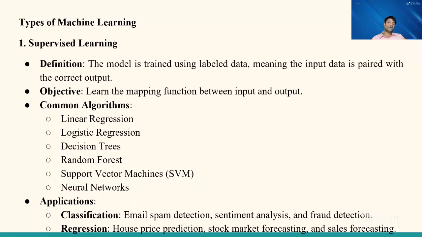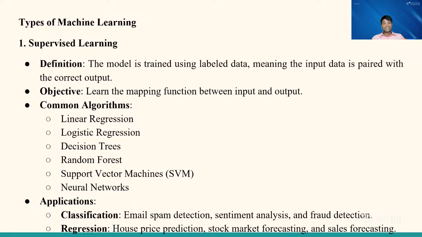For example, house price prediction. House price prediction is a numerical value, right? So you can consider it as a regression problem. Stock market forecasting: stock price is nothing but a numerical value, so that is what regression is. Sales forecasting, it's all regression because it deals with numbers.